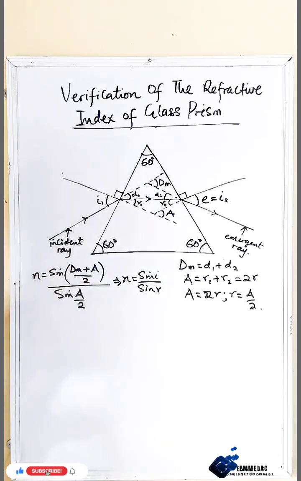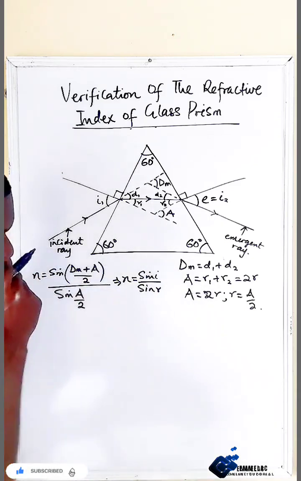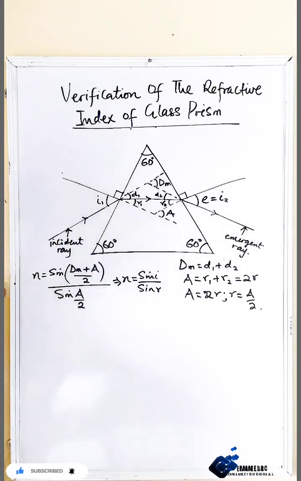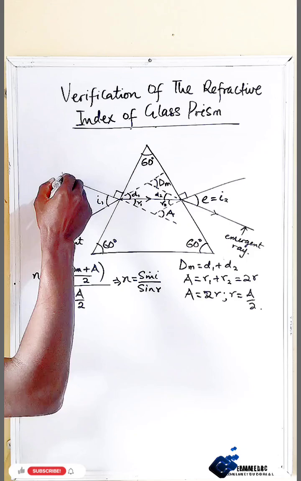Here it is. Now let us go for i. All right, for i, let us consider something here. Let us consider this angle.